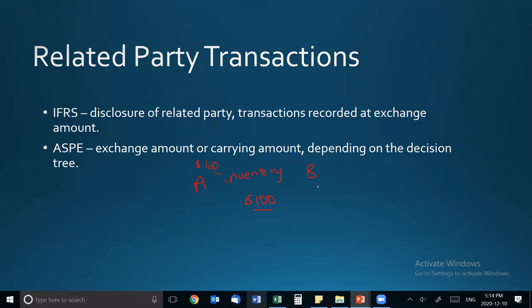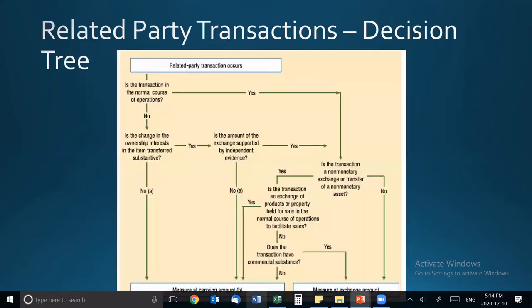So let me show you the decision tree. The first question you have to ask yourself in the decision tree is: is the transaction in the normal course of operations? So what this means is, if A is selling the inventory to company B, is this something that's in the normal course of operations? Is this something that they're selling to everybody else?